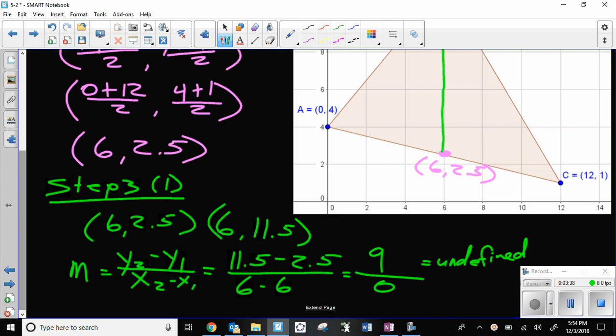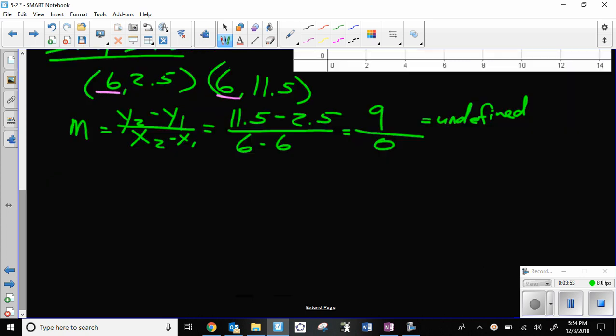Again, if I have an undefined slope, that means I have a vertical line. If I have a vertical line, that means my x's in my points should have been the same, which means that the equation of this line is just going to be x equals 6. Because x is always 6. Okay, so there's my first equation. I'll star that one.